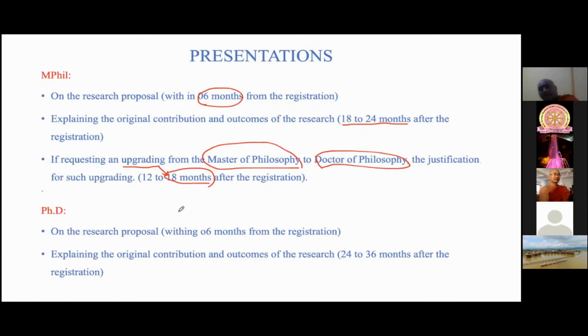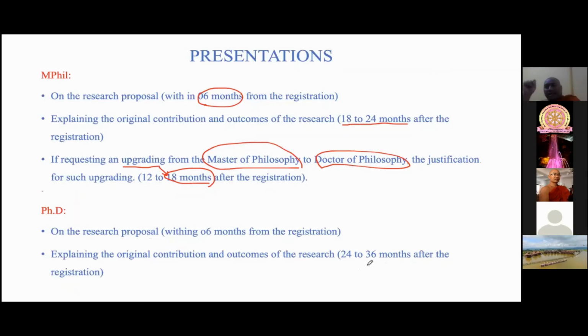Okay, then for PhD level, you also have to do 2 presentations. This applies to PhD students who apply to the PhD level directly. The first one is within 6 months from registration. The second one is explaining the original contribution and outcome of the research, at 24 to 36 months, if you have completed your research and are able.